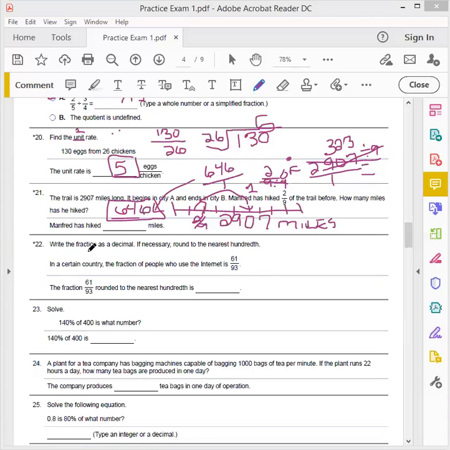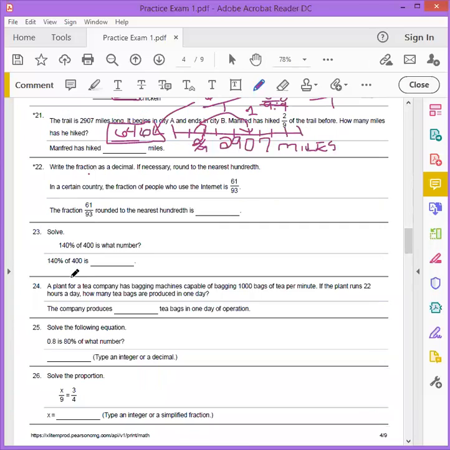Number 22, write the fraction as a decimal, and if necessary, we're going to round to the nearest hundredth. So 61 divided by 93, we divide 93 into 61.